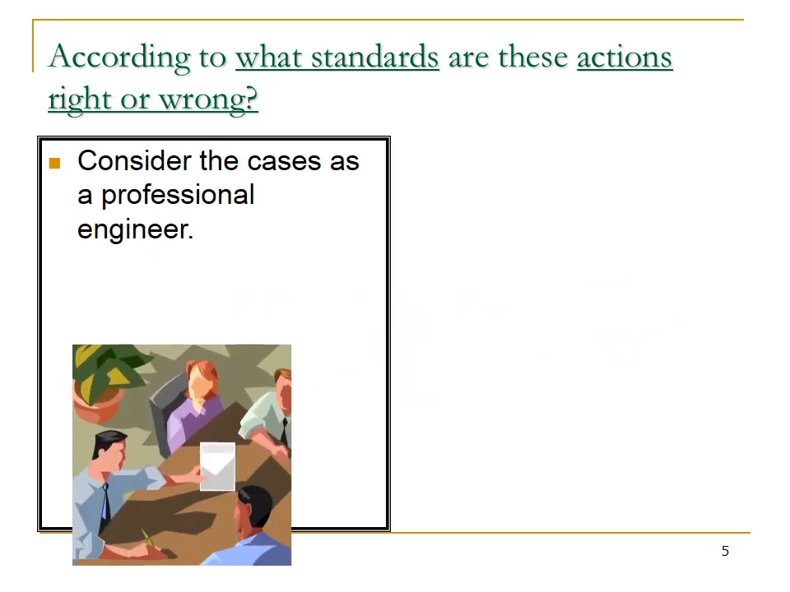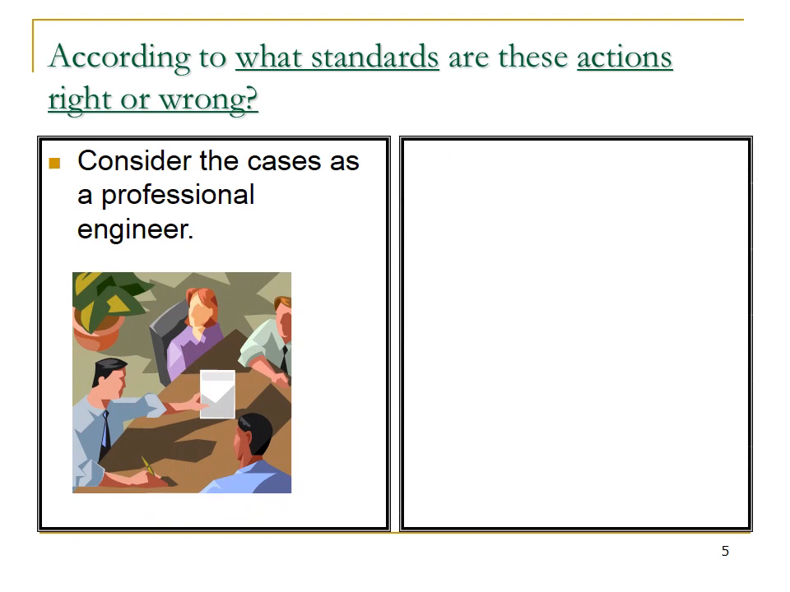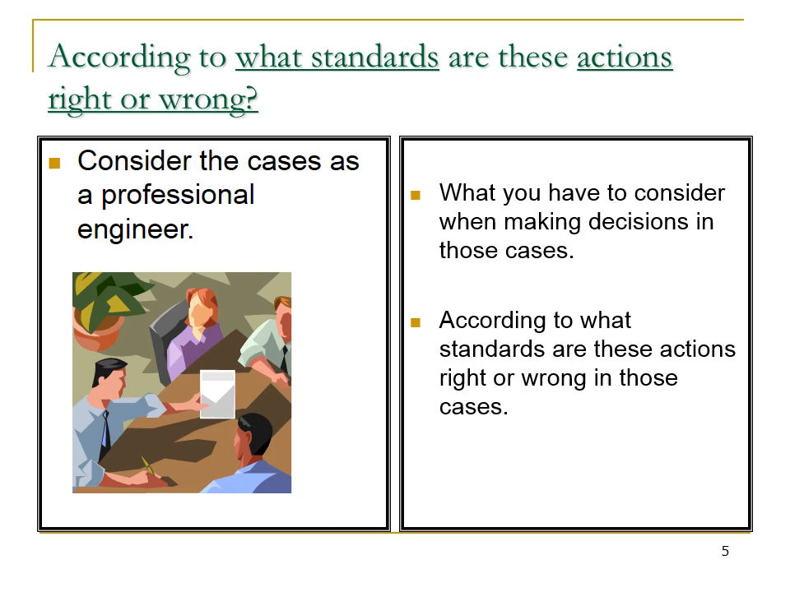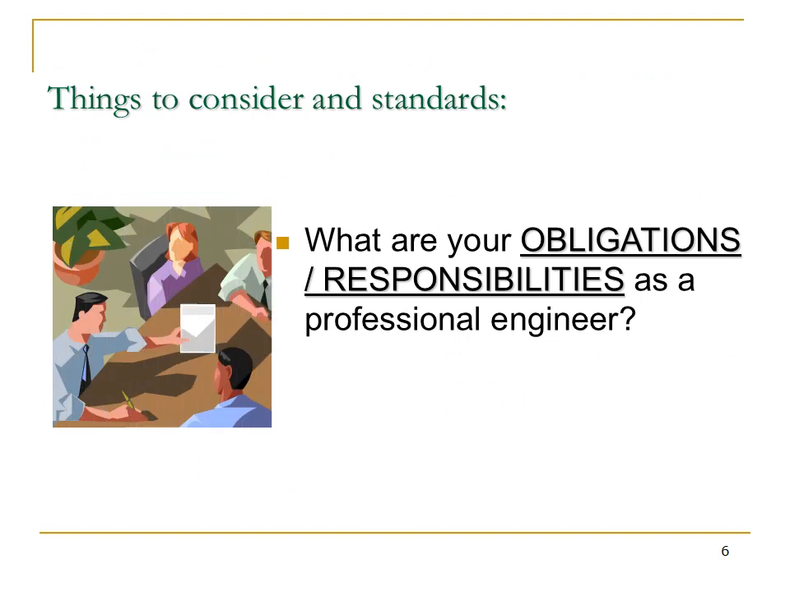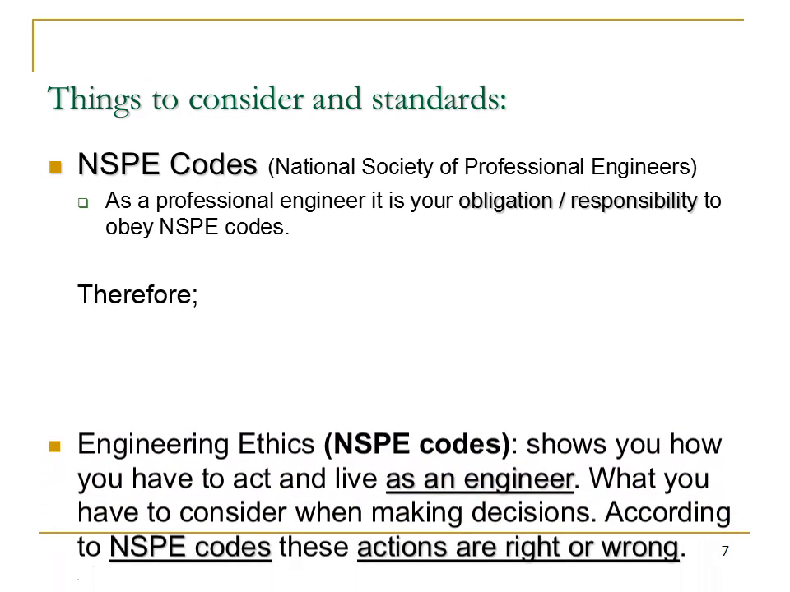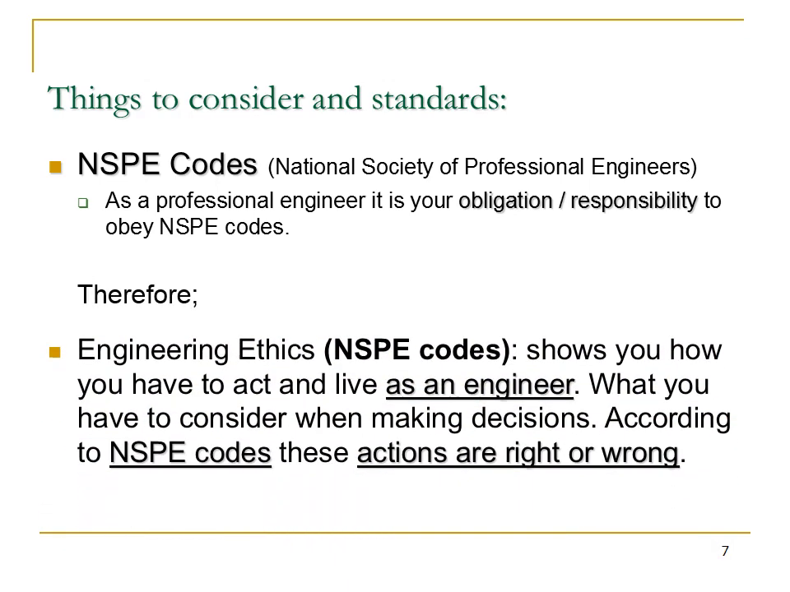In such a case, we have to see which is right and which is wrong. So let us consider the case as a professional engineer. What do you have to consider when making decisions in those cases, and according to what standards are these actions right or wrong? What are the obligations or the codes that have to be followed? The NSPE code, the National Society of Professional Engineers code, is followed in a professional organization.